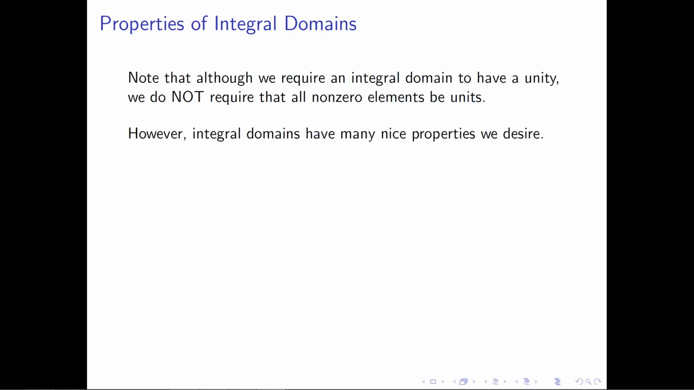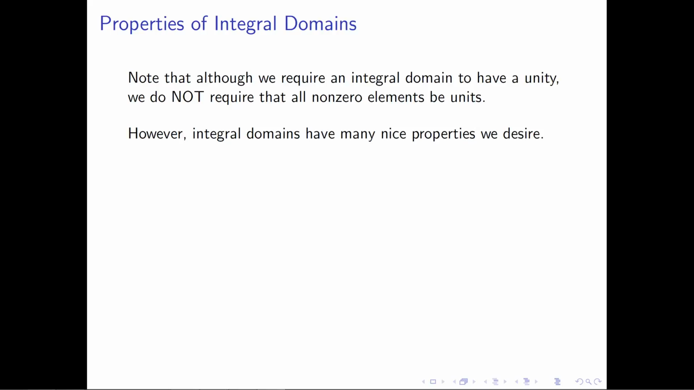However, even just adding these 3 requirements, that we have a commutative ring, that we have a unity, and that we have gotten rid of those 0 divisors, we now have that integral domains are going to have a lot of those nice properties that we desire.